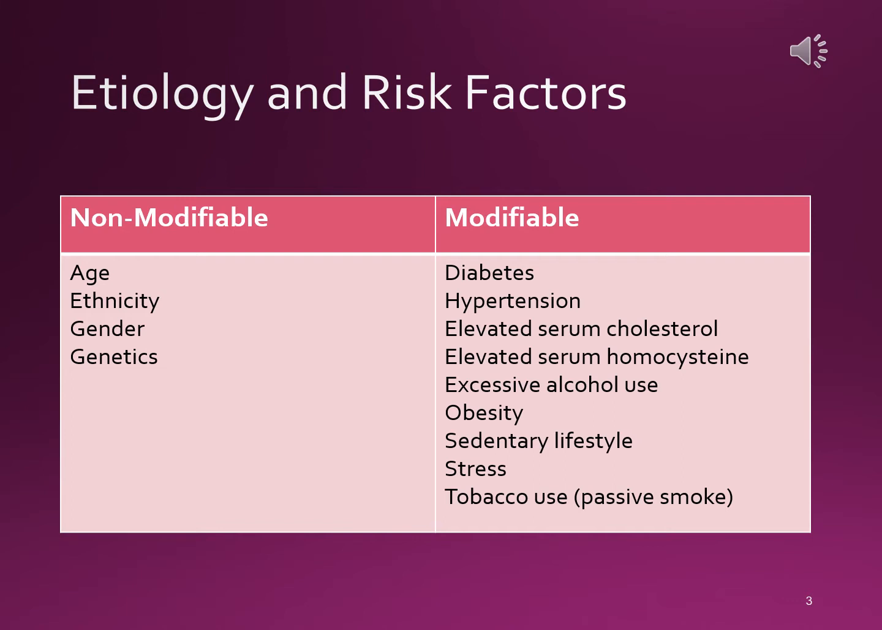This risk factor list should sound pretty familiar by now. You have the non-modifiable risk factors of age, ethnicity, gender, and genetics, and then the modifiable risk factors of diabetes, hypertension, elevated serum cholesterol, alcohol use, obesity, sedentary lifestyle, stress, and of course tobacco use. And tobacco use can also include passive smoke as well.